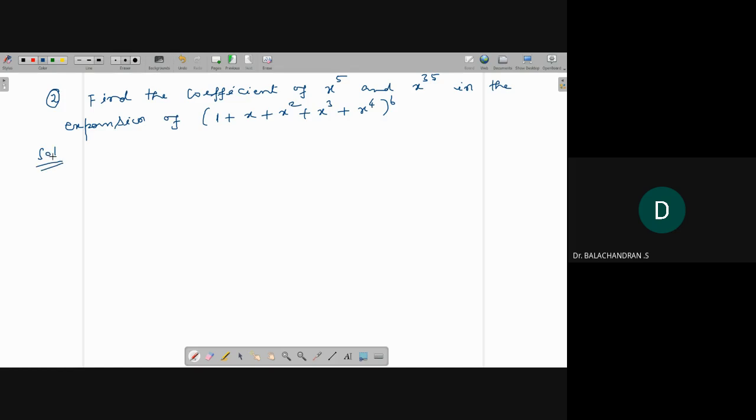Okay. So you know the results. It is 1 plus x plus x square plus up to x power n minus 1 is equal to 1 minus x power n by 1 minus x if mod x is what? Less than 1. And this is equal to x power n minus 1 by x minus 1 if mod x is greater than 1.